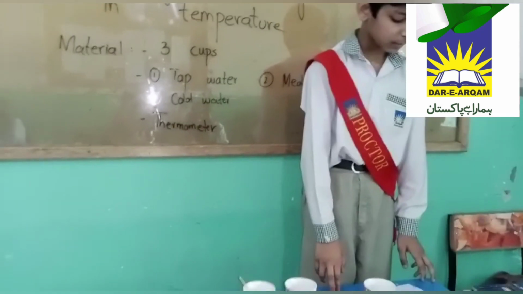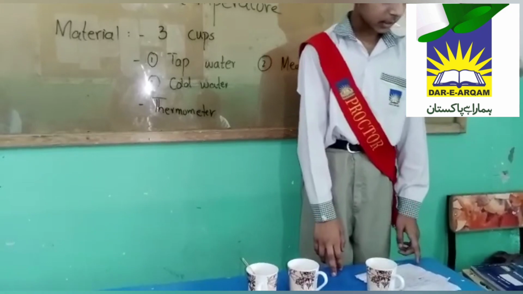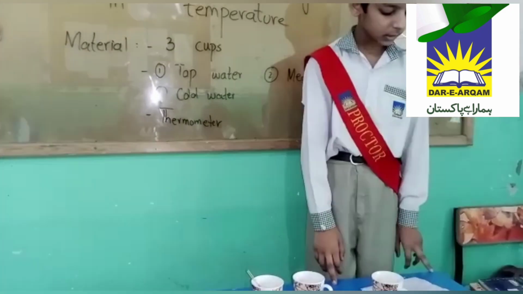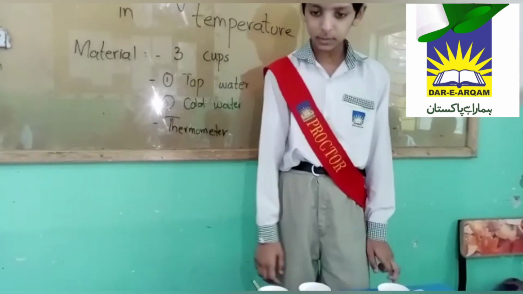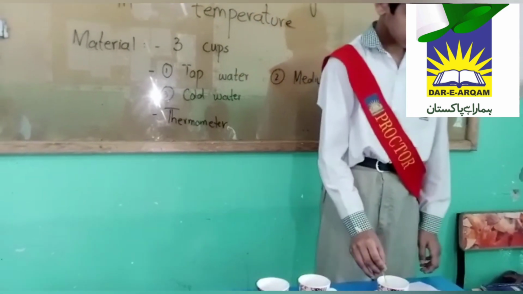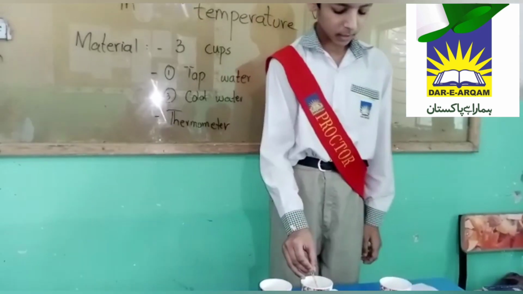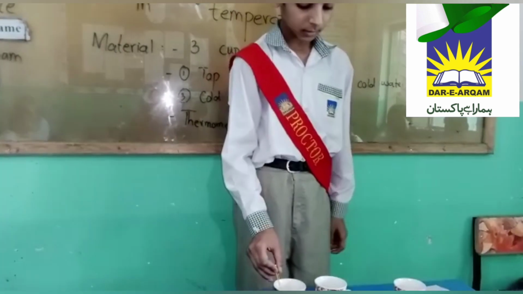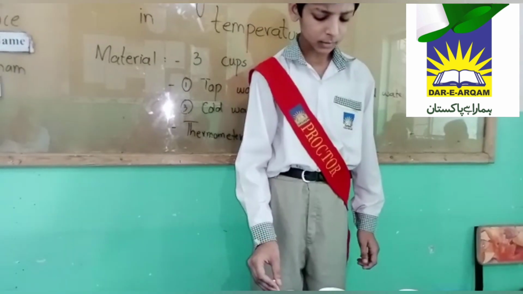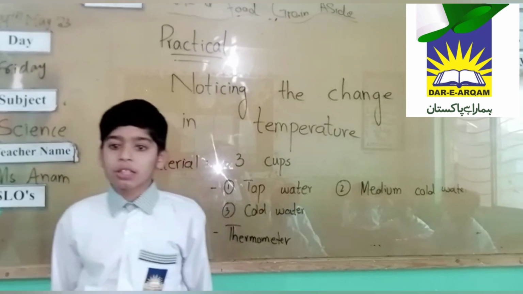We have 1 cup having tap water, second cup medium cold water, and third cup cold water. First cup has a temperature of 30 Celsius. Second cup has a temperature of 15 Celsius. Third cup has a temperature of -2 Celsius.